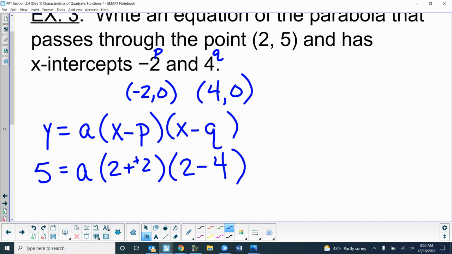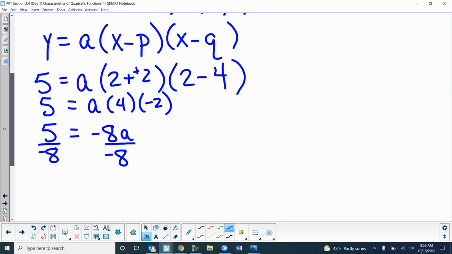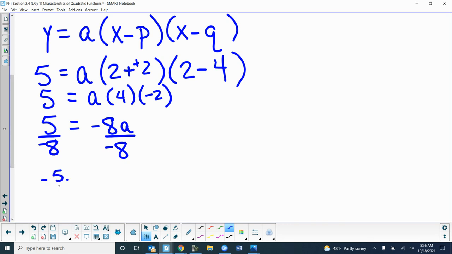So my a value will be 5 equals a times 4 times negative 2, which would be 5 equals negative 8a. Divide by negative 8. So we have another a value that's negative. So it's going to be a parabola that opens down if we had to graph it.